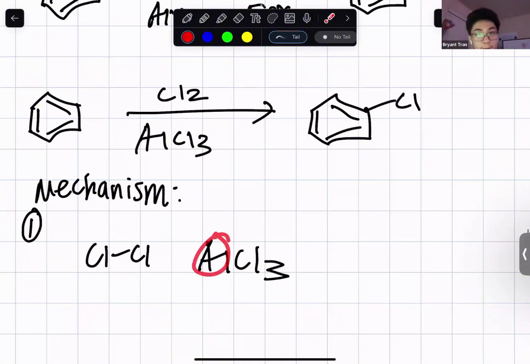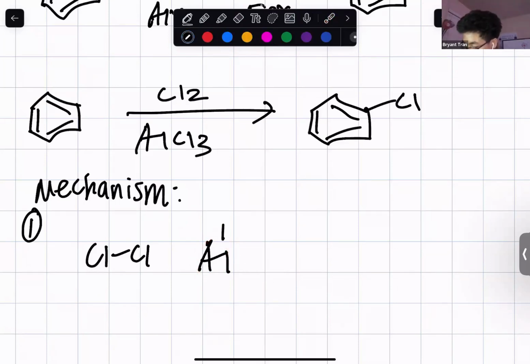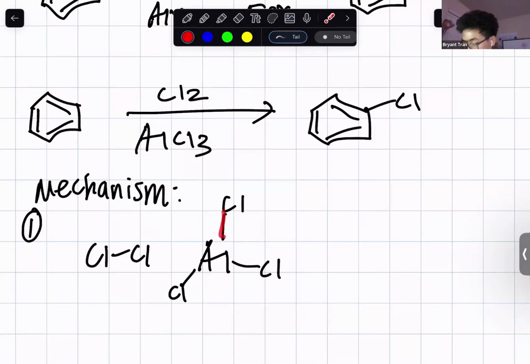This aluminum here, it's one of those weird atoms like boron. It has 3 bonds, right? So I'm going to draw this out like this actually to show you what's weird about this aluminum. This aluminum here has 3 bonds, aka 6 electrons. So it's missing the octet. It is missing 2 electrons. It has an empty p orbital. But it is not positively charged, right?